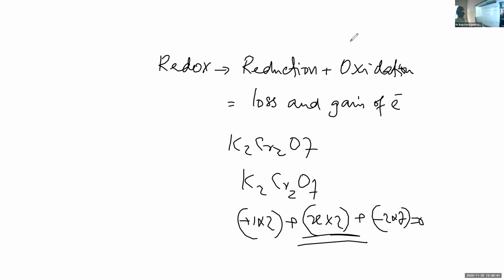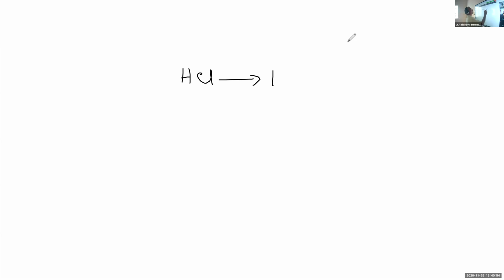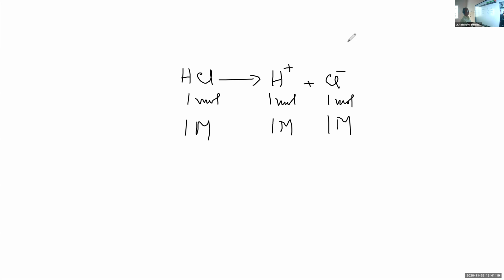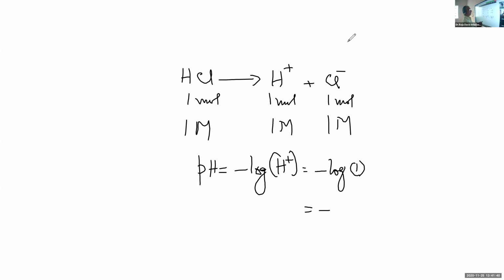Okay. Define pH. pH is equal to minus log concentration of H plus. Calculate the pH of a 1 molar HCl solution. Assuming complete dissociation, HCl gives H plus and Cl minus, 1 mole each. You are given a 1 molar solution, so with complete dissociation, from 1 molar HCl you get 1 molar H plus and 1 molar Cl minus. Now we calculate the pH. pH is equal to minus log concentration of H plus, that is 1 molar, so minus log 1.